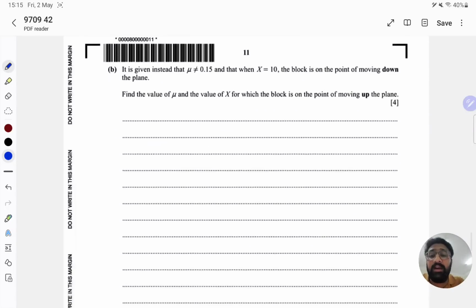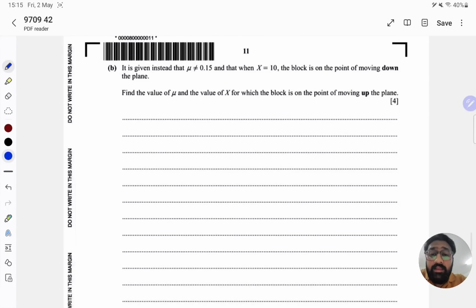Okay, now let's move to the next part. It is given that mu is not 0.15 now, and that when x is 10 Newton, the block is on the point of moving down the plane. It is about to move down the plane, it is not moving, so you cannot apply forward minus backwards. So when it's about to move, you apply the equilibrium conditions over here. So find the value of mu and the value of x for which the block is on the point of moving up the plane. Okay, so there are two scenarios over here.